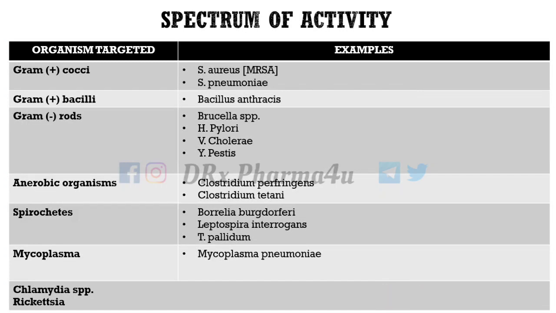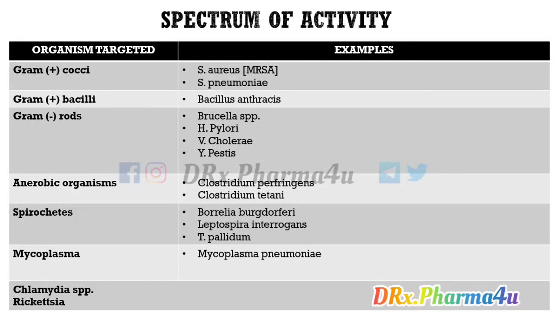Gram-positive bacilli, the short form is GPB. So this is actually an organism which causes anthrax. Anthrax is not very common nowadays, so it's not a big matter of concern, but just for your information. So Bacillus anthracis is the organism that causes anthrax. So against that, we can use tetracycline. Gram-negative rod organisms, for example, Brucella species, which causes brucellosis.